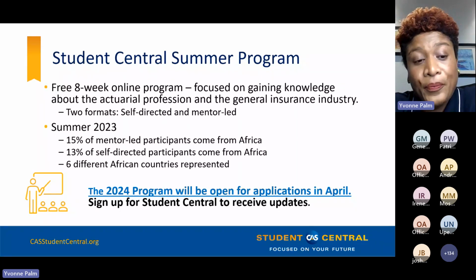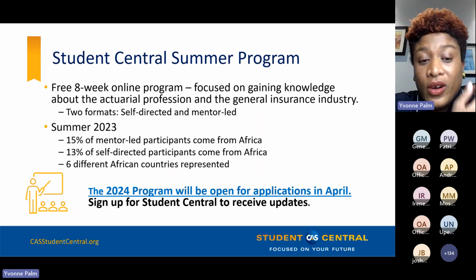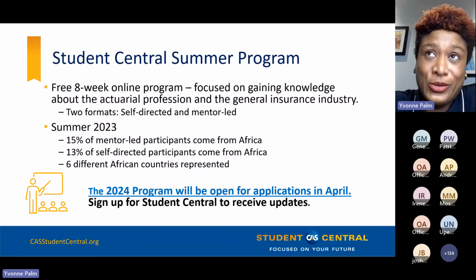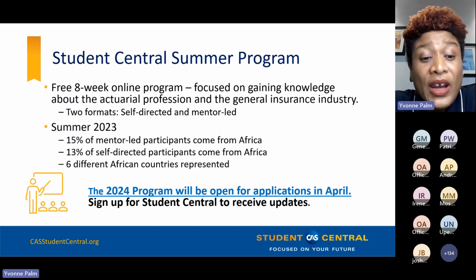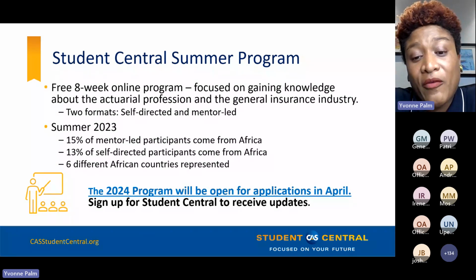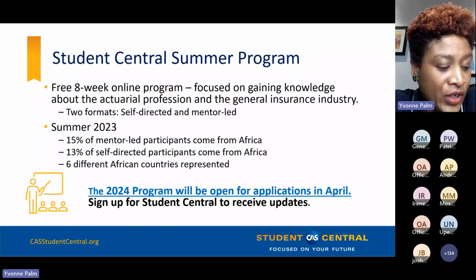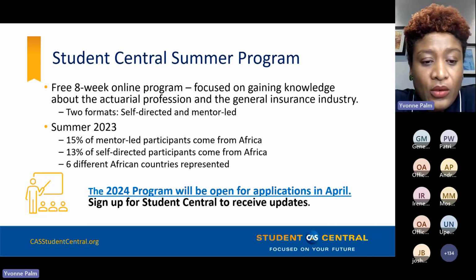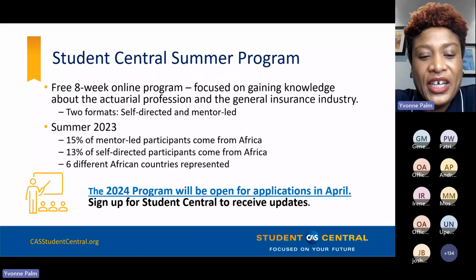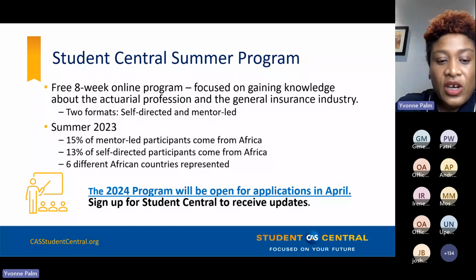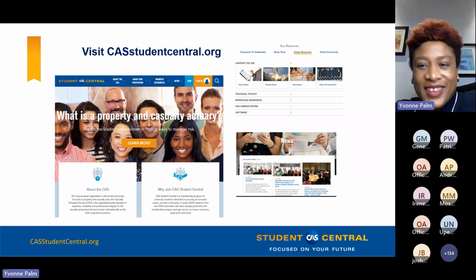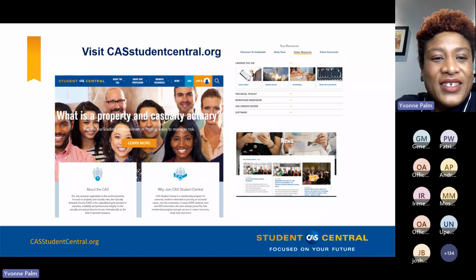For this year, the program is currently ongoing for 2023. And when we say summer, we mean the Northern Hemisphere summer, so June through August. Right now, 15% of our mentor-led participants are from Africa, and 13% of the self-directed ones are from Africa. We have participation from 6 African countries, including Kenya. So we think that's great. Registrations for 2024 say April here, but it might be a bit earlier, so start checking from about March and you should be able to register for next year's program. This is just giving you a flavor of what it might look like and the different resources you have access to.